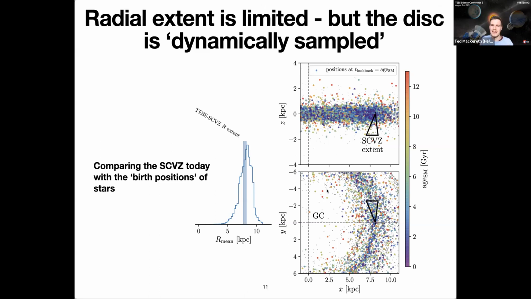On the plot there, I'm just showing the birth positions, if you like, of the stars from the southern CVZ. Of course, this is all relative to how you think the potential of the Milky Way has evolved over time.